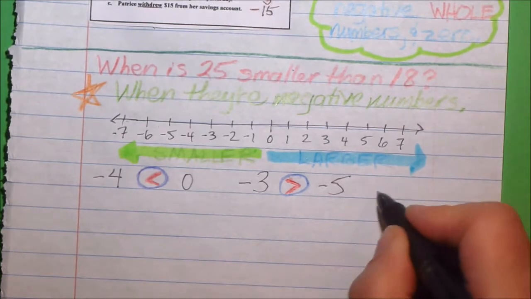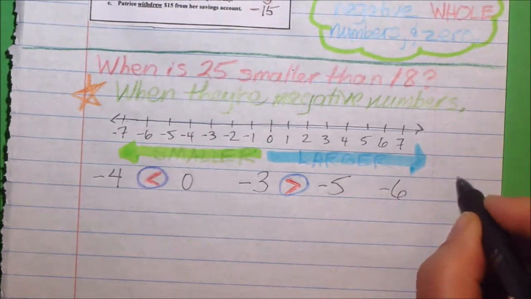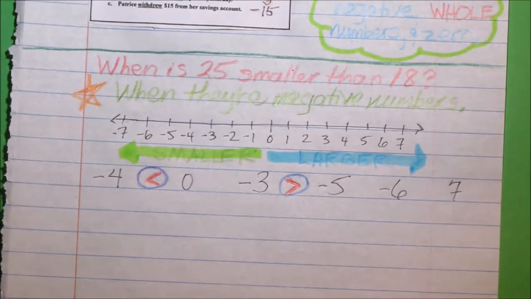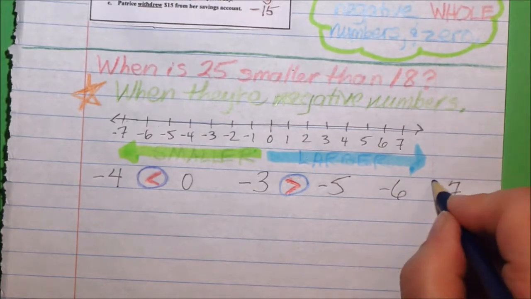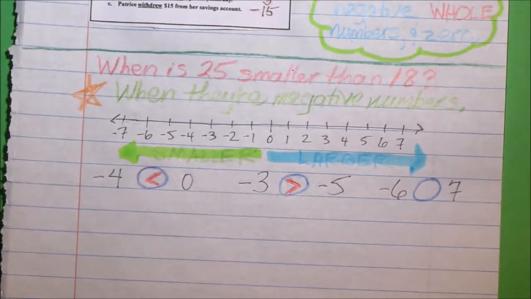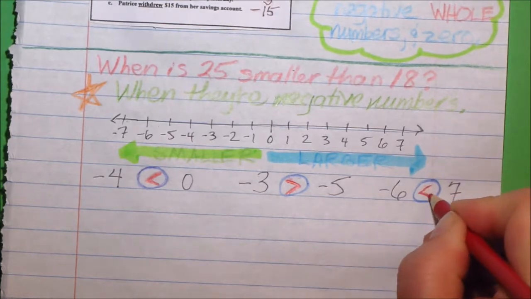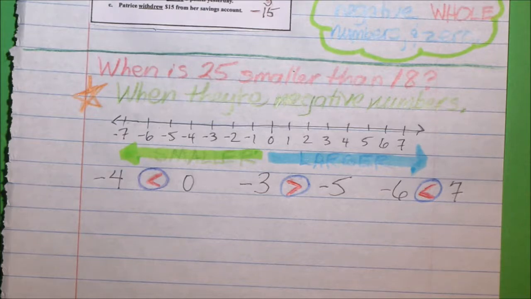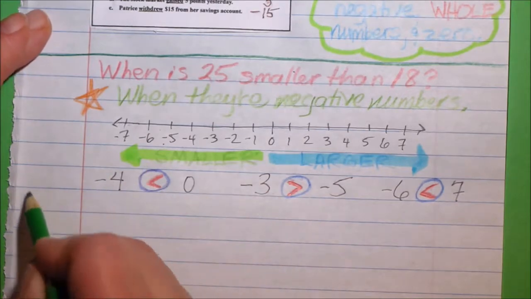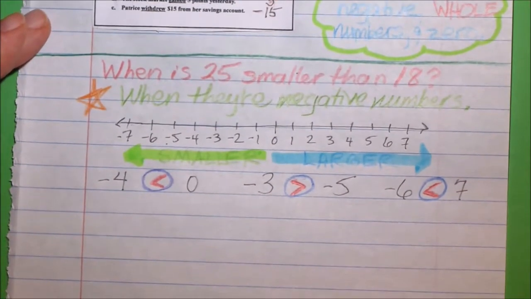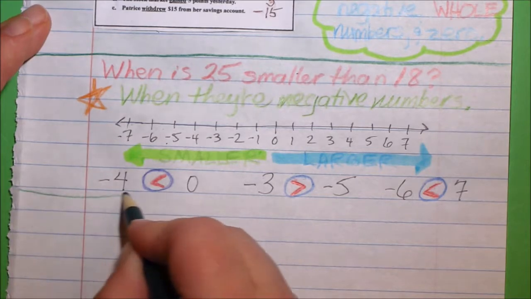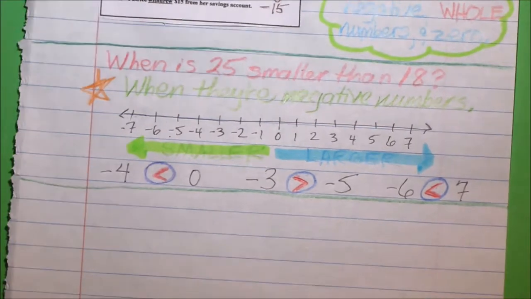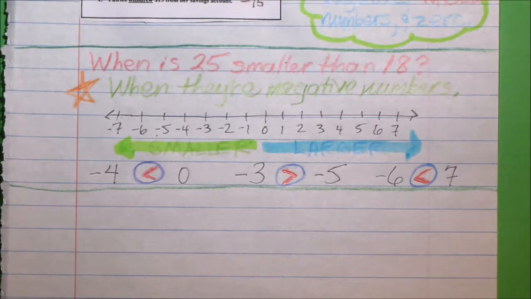All right, so one more example. How about if we have -6 and 7? Well, this one should be easy because you should understand that anytime you are comparing a negative number to a positive number, all negative numbers are going to be smaller than all positive numbers. So that's going to look like that. Now I'll use my dark green pencil again and separate that. So that's the simple comparing of two integers.